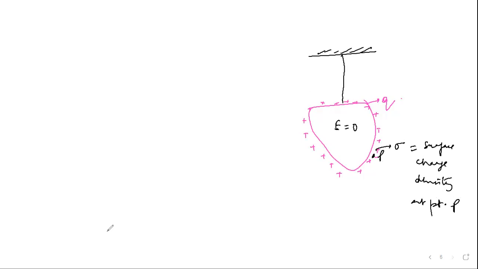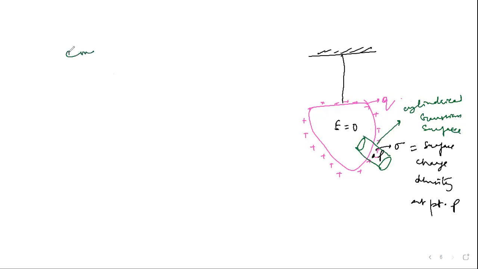We want the electric field just outside the body of the conductor at point P, where the surface charge density is sigma. For that, we take a Gaussian surface, cylindrical in shape. This is my cylindrical Gaussian surface.